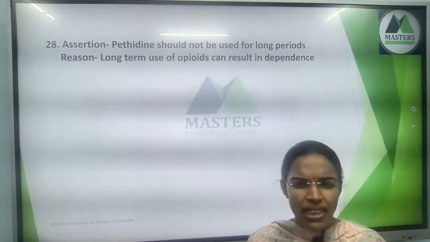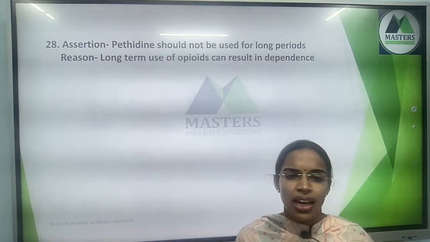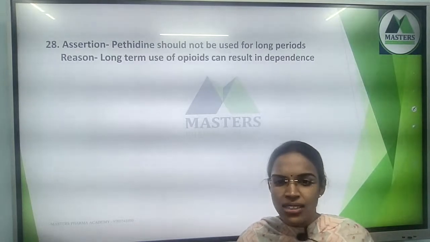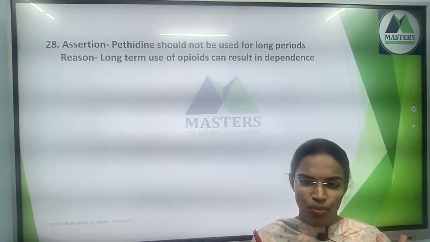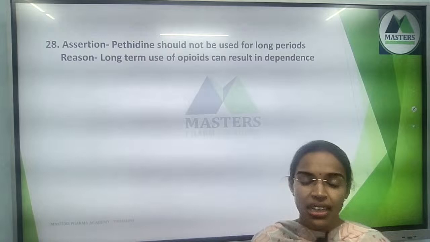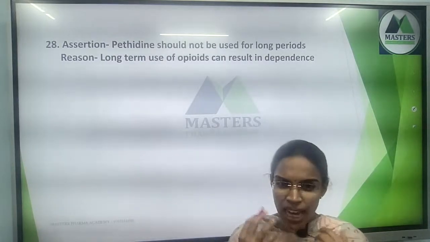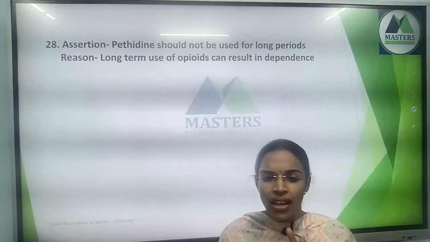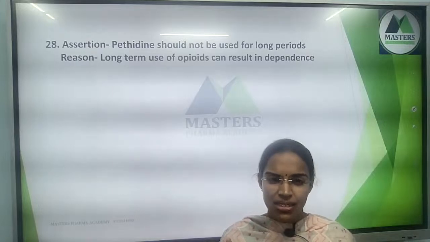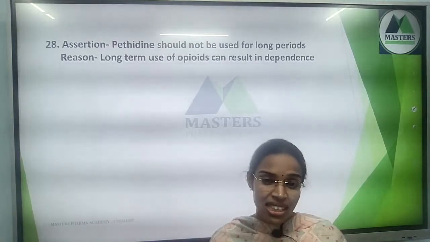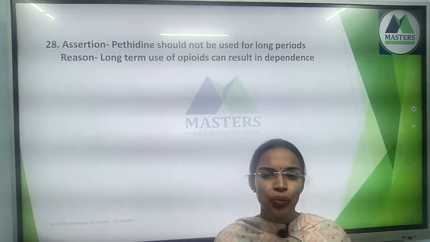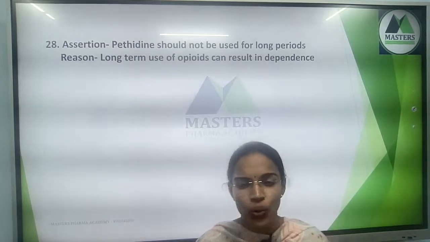Is the assertion right? Pethidine, can it be used for long periods? No. So the assertion is right. Assertion is true. Reason: long-term use of opioids can result in dependence. Long-term use of opioids, as you all know, morphine, codeine, all these belong to the opioid class. Can it result in dependence? Is the reason true? Yes.